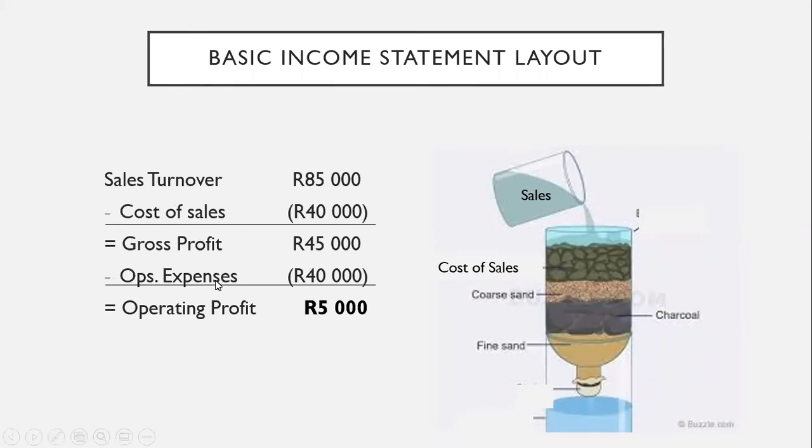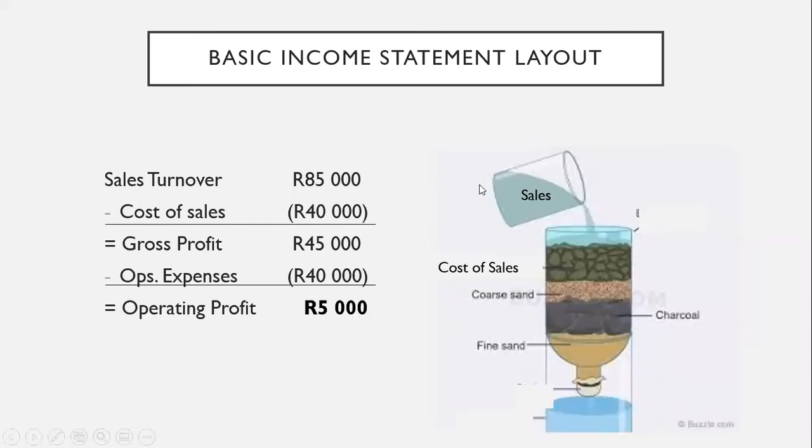Then we minus our ops expenses, and this is things like transport, petrol, rentals, salaries, anything like that goes into this amount. And at the end of that, when we minus that from our gross profit, we end up with operating profits. And so we've just used some random numbers here. So if your sales was 85,000, you minus your cost of sales to give you your gross profits, and then you minus your ops expenses to get your operating profits.